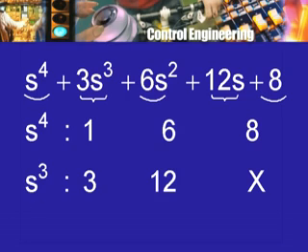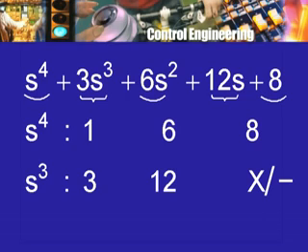So, I have written s cube here. I will write the coefficient of s cube, 3. The next lower odd power of s is s to the 1. The coefficient is 12. And what should I write here? Well, nothing, because there is no further power of s. So, it is better to put a cross or a dash. There is no entry to be filled here.